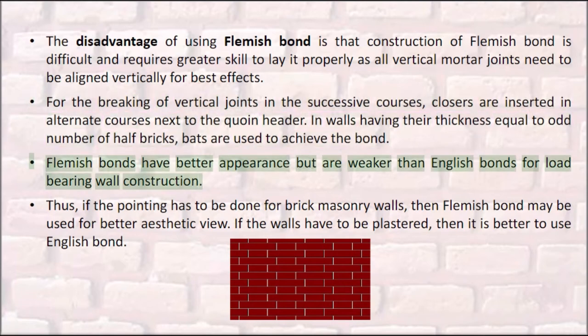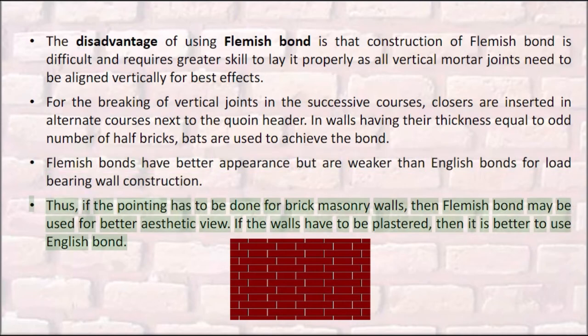Flemish bonds have better appearance but are weaker than English bonds for load-bearing wall construction. Thus, if the pointing has to be done for brick masonry walls, then Flemish bond may be used for better aesthetic view. If the walls have to be plastered, then it is better to use English bond.